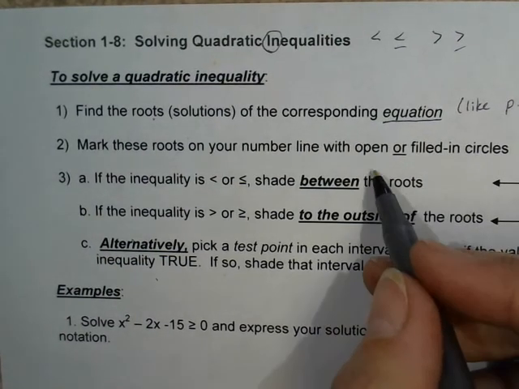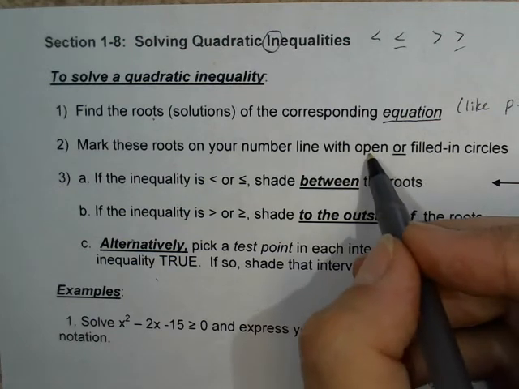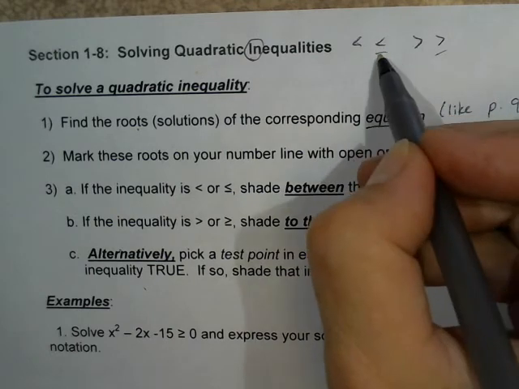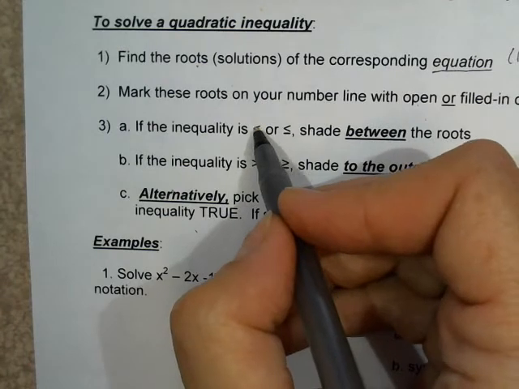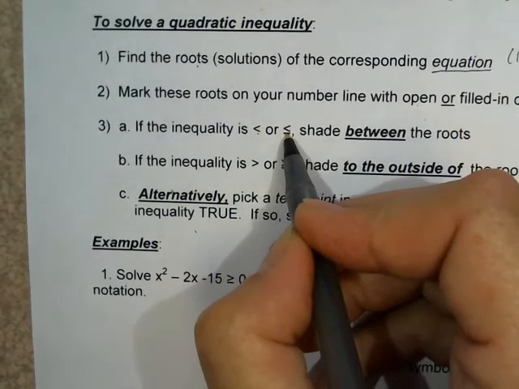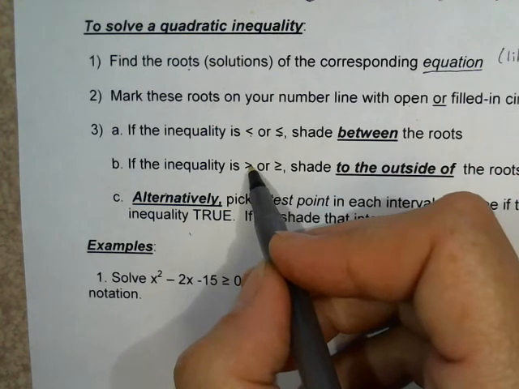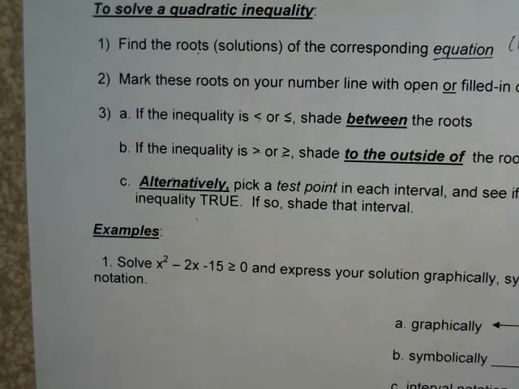And then once you get those 2 answers, you're going to mark them on a number line. And you're either going to have open circles if it's less than or greater than, or filled in circles if it's less than or equal to, greater than or equal to. And then if your original inequality is less than or equal to, you're going to shade in between the 2 roots. If it's greater than or greater than equal to, you're going to shade on the outside. And these are going to look like the absolute value inequalities that we did in the beginning of the chapter.